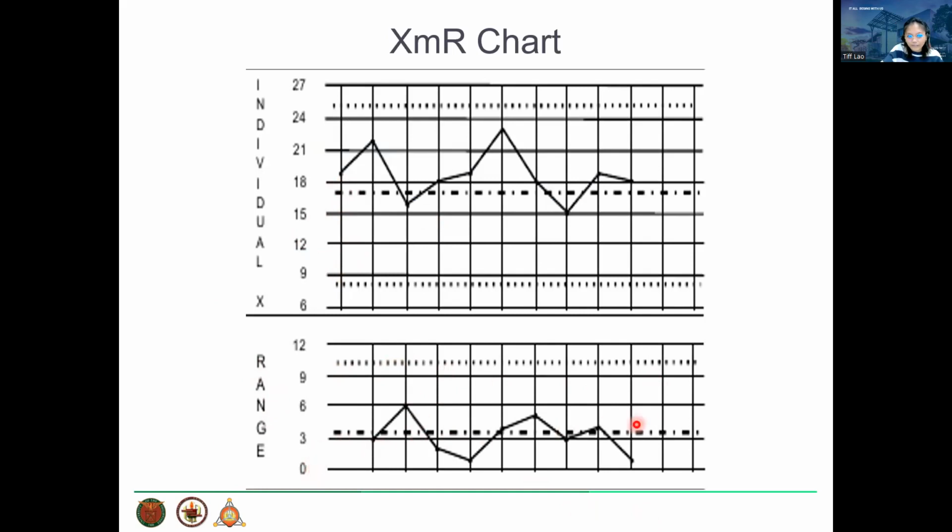Ano kaya yung center line? Ano yung center line? Correct. That's just the average moving range. And ano kaya itong mga data points? Saan yan nakuha? Correct. These are just the moving range.